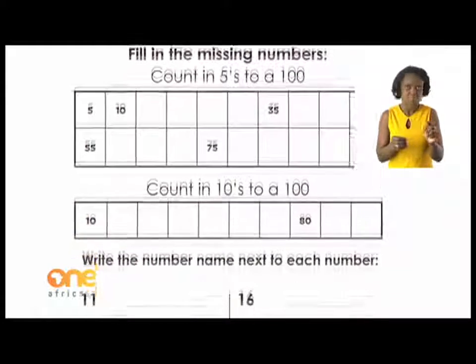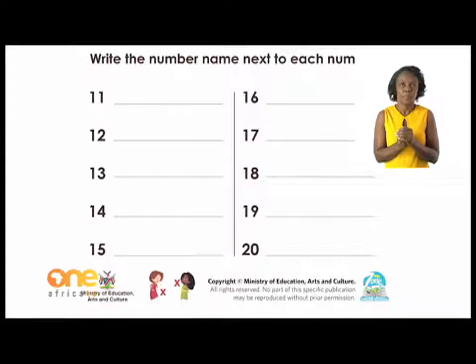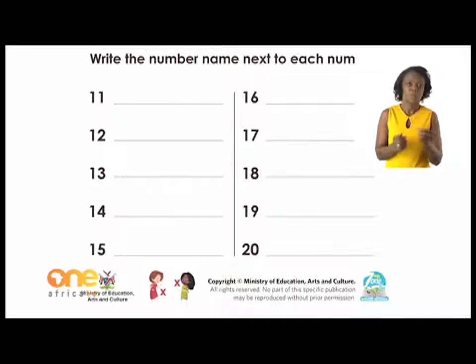And under there is a challenging one. You are not going to get these numbers anywhere where they are written, but I know for sure that you still remember how to write the number names. So we are going to write the number names from number 11 up to 20. So please try and write them there in the lines.